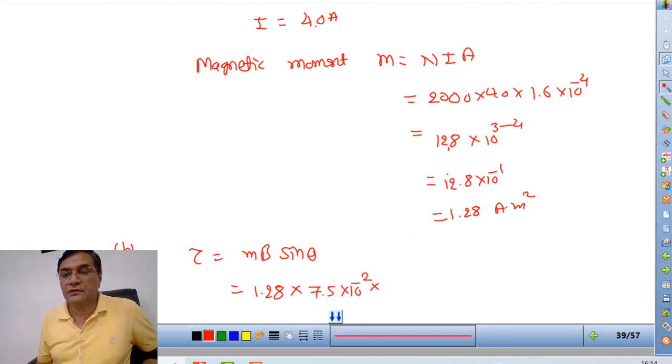And what is the angle? So theta is equal to 30 degree. Generally they give such values so that your calculation becomes very easy.